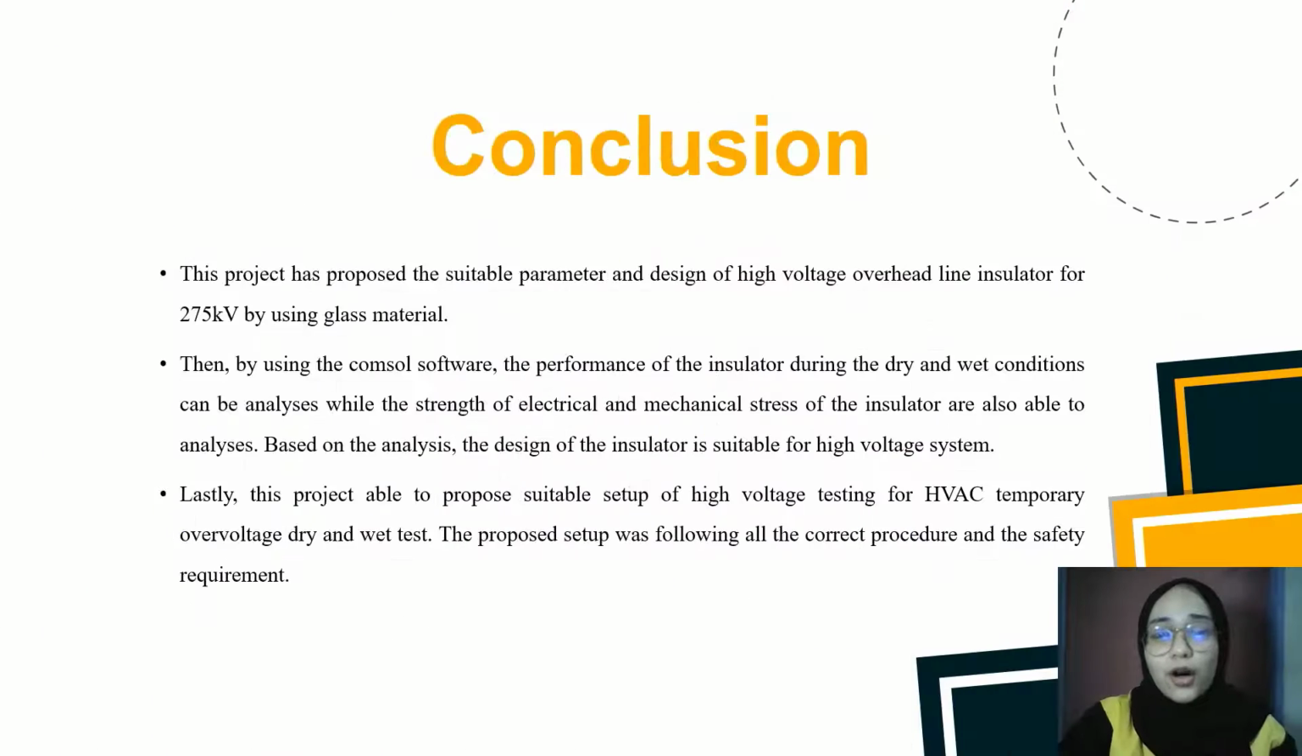Thank you. In conclusion, we are able to achieve all our objectives in this project. This project has proposed the suitable parameter and design of a high voltage overhead line insulator for 275 kV by using glass material. Then, by using the COMSOL software, the performance of the insulator during dry and wet conditions can be analyzed, while the strength of the electrical and mechanical stress of the insulator can also be analyzed. Based on the analysis, the design of the insulator is suitable for the high voltage system.